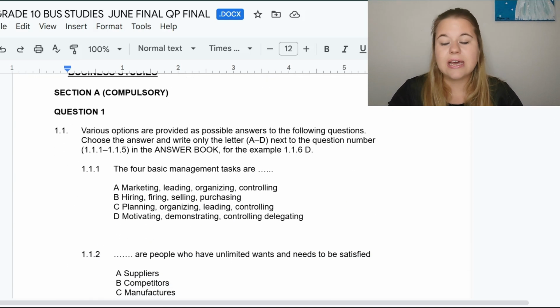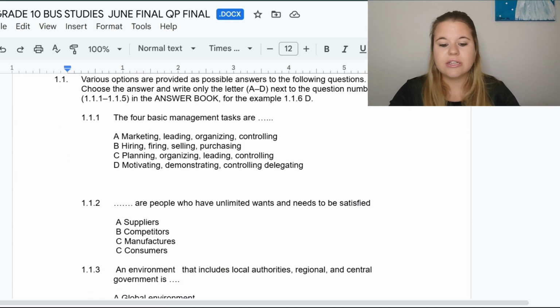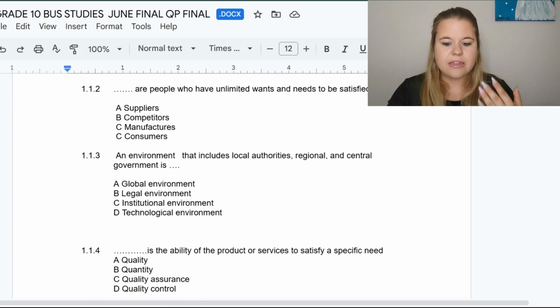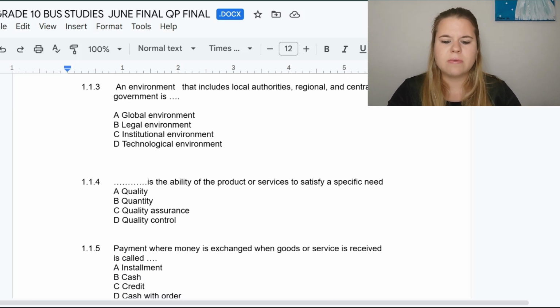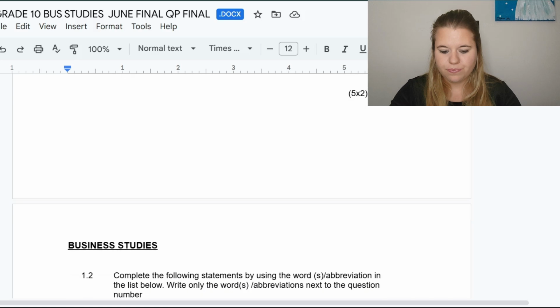All right, so here, like I said, is question 1. So here you can see it's multiple choice. The 4 basic management tasks are A, B, C, or D. Then the next question, we're talking about what are people who have unlimited needs and wants that need to be satisfied. Then we're talking about an environment that includes local authorities, regional and central government, and so on.